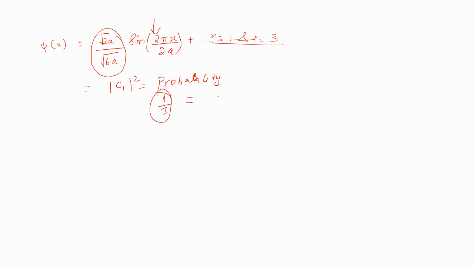So what will be the probability of finding the particle in the n equals 2 state? 100 by 3 is how much? 33%. Okay.